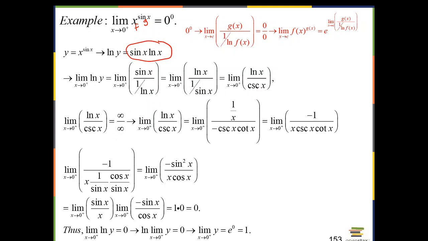Well, this is 0 over 0, right? Right here. Sine of 0 over 1 over ln 0, right? So we can use infinity over infinity, it is okay, right? All right. So what do we do with this?